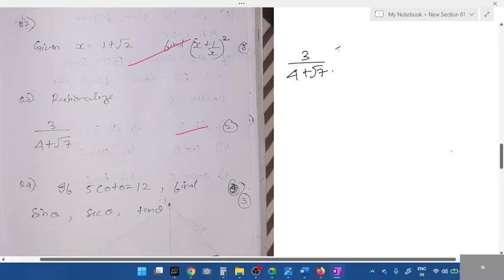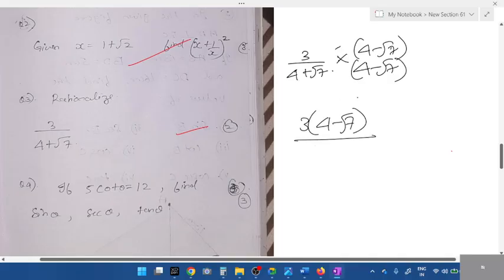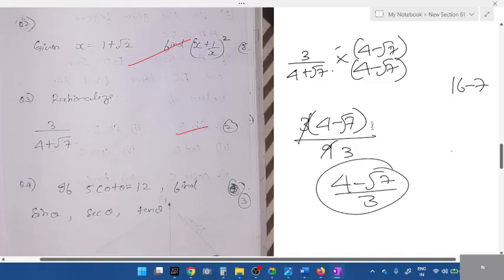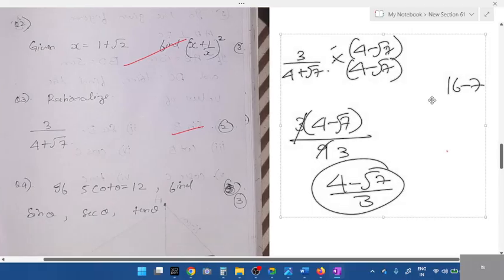Both of you completed? How do you solve this, students? You have to multiply by what? 4 minus root 7. So don't open the bracket, just keep it as it is. 4 minus root 7. What is a square minus b square? What did you all get? 16 minus 7 is how much? 9. So when you divide, you get 3. What's the final answer? 4 minus root 7 divided by 3. Got the answer, both of you?